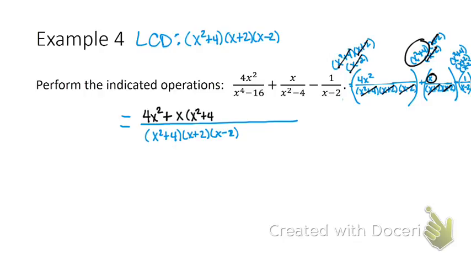Minus the last fraction, I need to get rid of an x minus 2. So I'm left with an x squared plus 4 and an x plus 2 outside times the 1 inside. So let's put that 1 first since it's by itself. And then x squared plus 4 times x, what was it, plus 2?